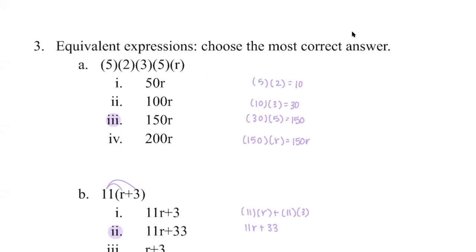Okay, now you're on the equivalent expressions part. So what you're going to do for this part is basically, for part A, multiply it out. So I wrote it out for you guys here. What I like to do is just multiply part by part so that it's easier and less confusing, and you also make fewer mistakes. So when you multiply that out, you should get 150r.